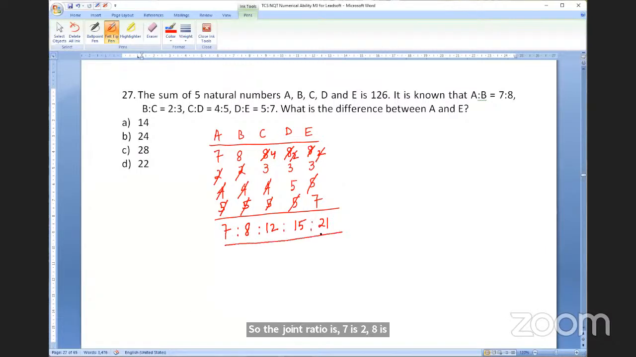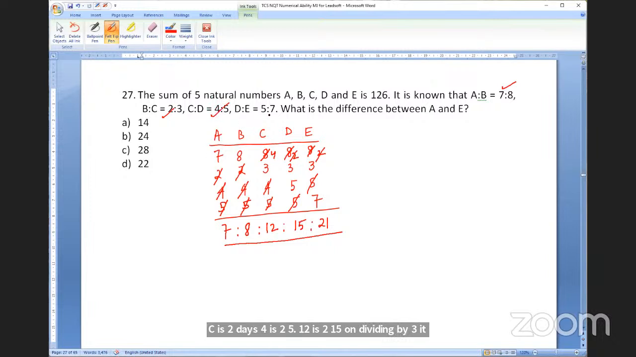If you want to give it a check, let's try. A is to B is 7 is to 8, done. B is to C is 8 is to 12. On dividing by 4, it becomes 2 is to 3, done. C is to D is 4 is to 5. 12 is to 15. On dividing by 3, it becomes 4 is to 5.